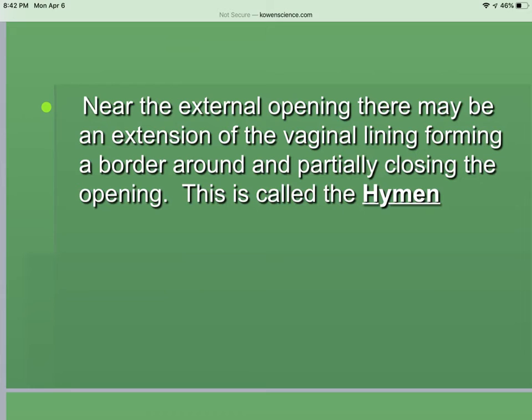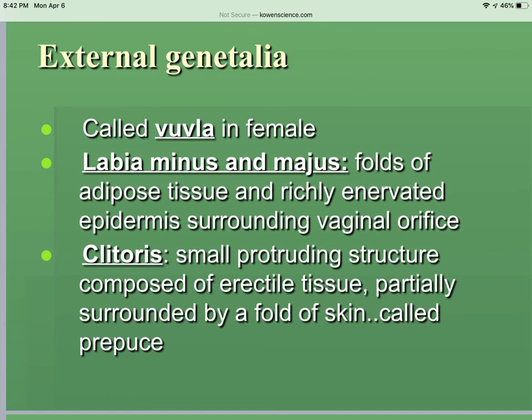Near the external opening of the vagina may be an extension of the vaginal lining, and this borders around and partially closes that opening, and this is called the hymen. The external genitalia of the female is called the vulva. It consists of the labia minora and majora. These are the folds of adipose tissue. They surround the vaginal opening. And then there's the clitoris, which is the erectile tissue that's surrounded by folds of skin called prepuce.